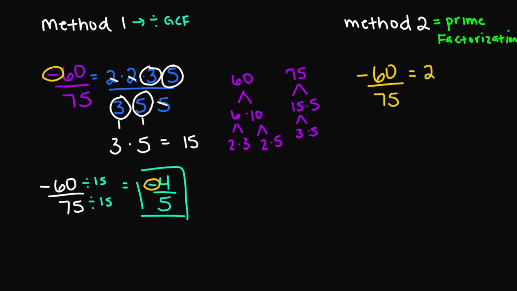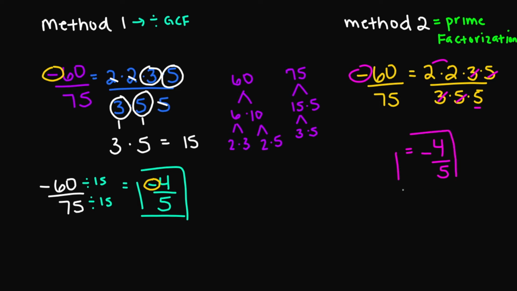60 we said is 2 times 2 times 3 times 5. And then 75 is 3 times 5 times 5. So I'm going to cancel out my common shared factor. So I can cancel out my 3 here, and I can also cancel out the 5. So my numerator, I am left with 2 times 2, and that's going to give us 4. And then my denominator, I'm only left with a 5, so I'm just going to put a 5 here. However, don't forget, you have to include the negative in your final answer. So I'm going to put my negative here. So we have negative 4 over 5 as well.